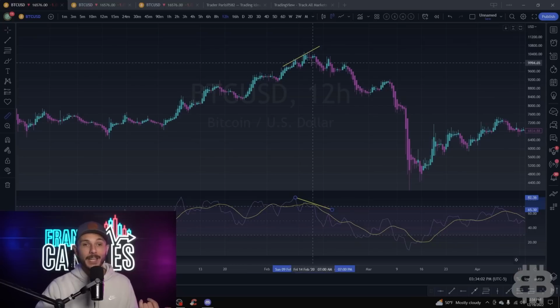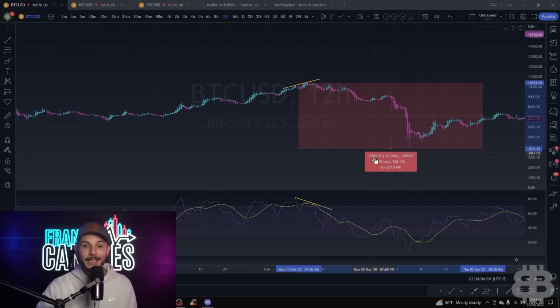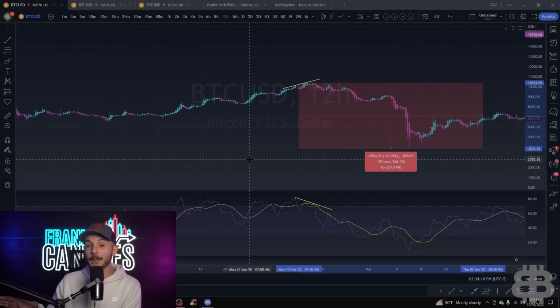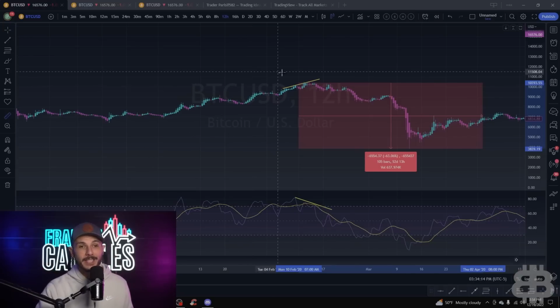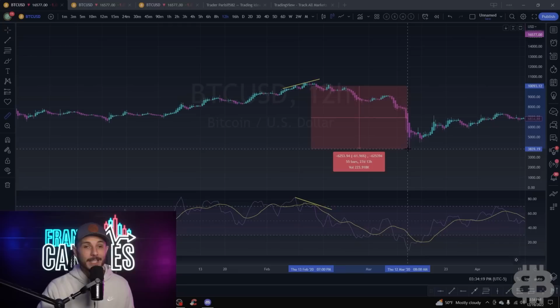And if you saw that, you would have been able to catch the entire March 2020 crash, which did bring us down about 63%. So these are pretty high time frames. That's why the percentages are so big. But another thing to notice here on this divergence is if you got in about here, you would have made about 63%, but it also would have taken about a month to play out. So you would have been in that trade for about a month.